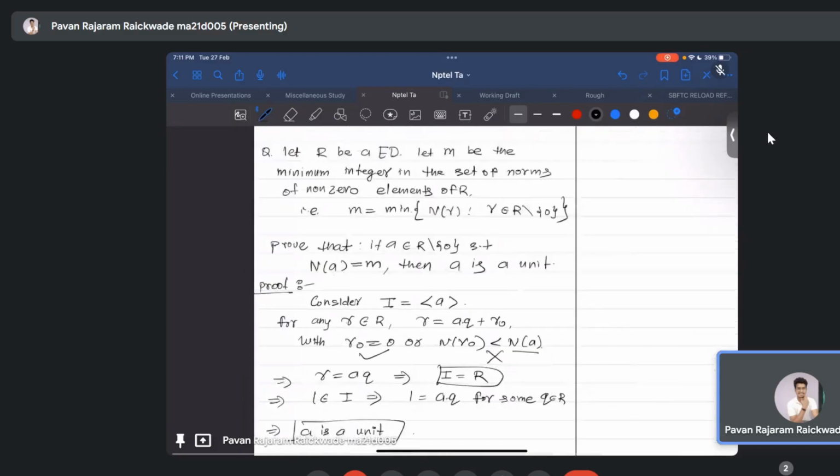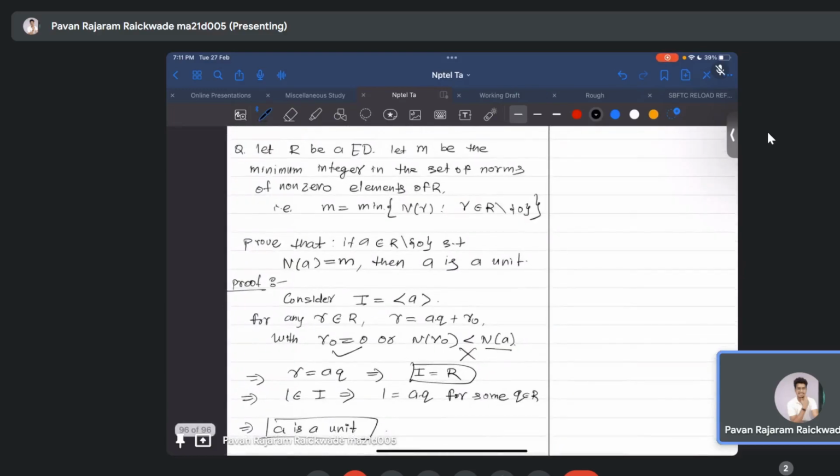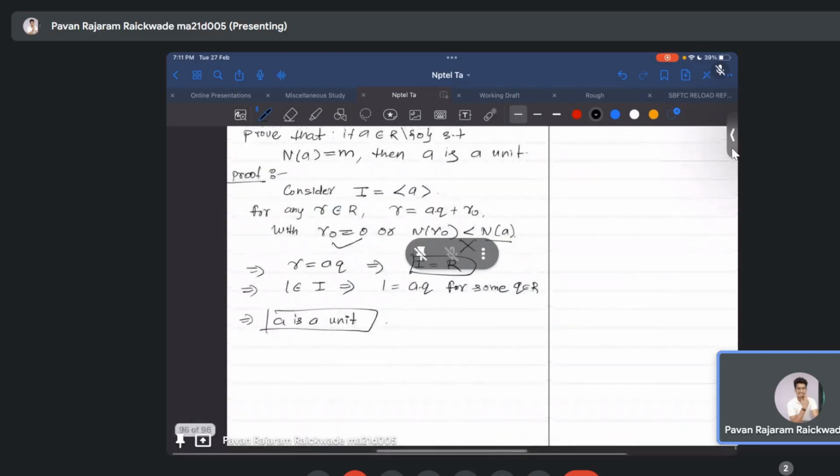That's all. So what did I show? I showed that in a Euclidean domain, if you consider the norms of all non-zero elements and then consider the minimum of all that, then any element with the minimum norm will be a unit. Now, let me show how this proposition is useful.